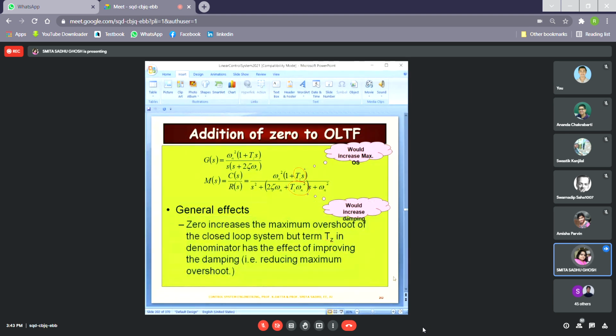So here in this case, the plot has not been shown. Qualitatively, you cannot say whether the overshoot is going to be more or less. It is going to specifically depend on the relative values in this particular case. If the effect of the zero overpowers the effect of damping, then there will be a slightly greater overshoot. On the other hand, if the effect of damping is more compared to the effect of the increase in the overshoot, then the response would be slightly more damped, meaning lesser overshoot.